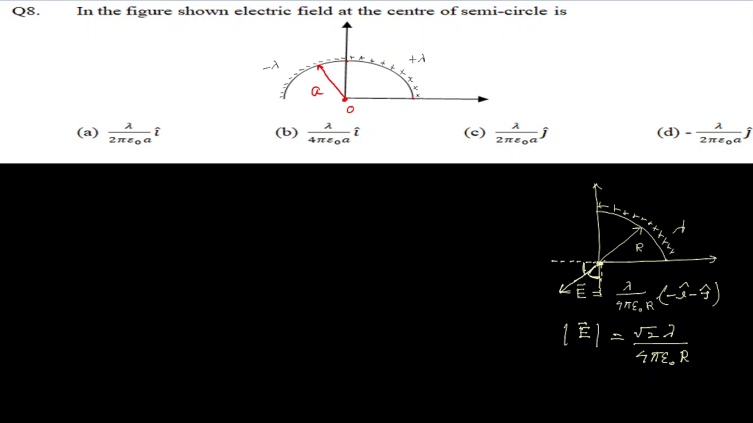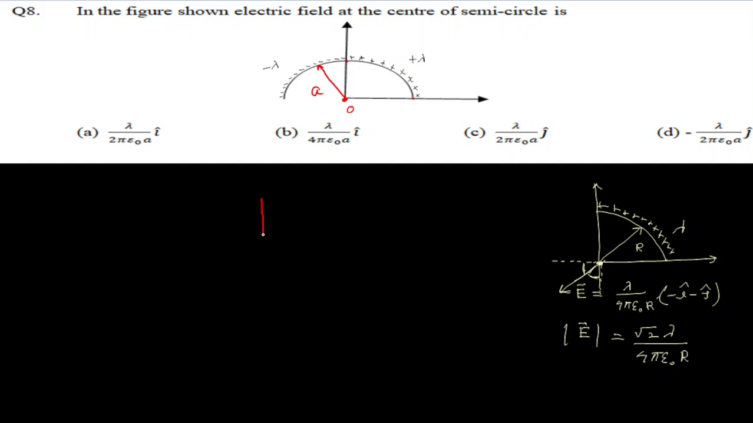First quarter part is plus lambda and second quarter part is minus lambda. So each part carries a uniform charge density here. What we can do is think that this semicircle is made by two quarter parts of a circle, one quarter carrying charge per unit length plus lambda, and another quarter carrying charge per unit length minus lambda. So then what will be the net electric field at the center?